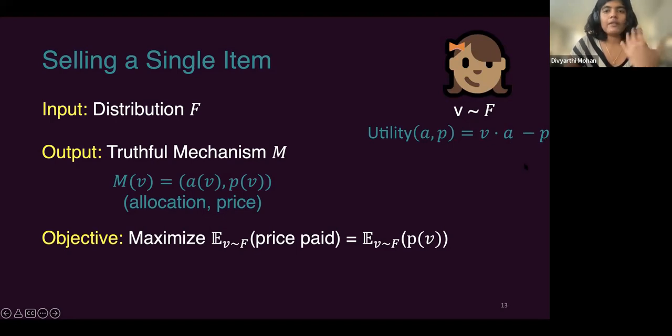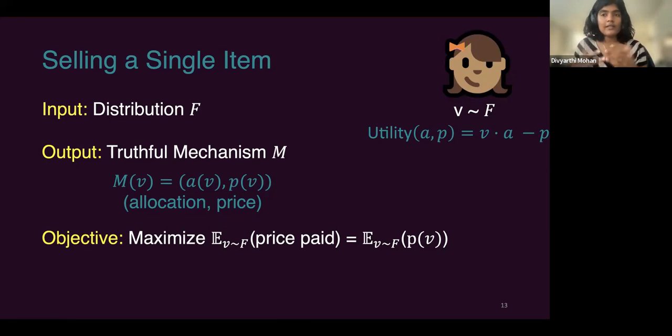And when we say a truthful mechanism, we mean that the buyer's utility, or payoff, from reporting her true value V and getting the corresponding allocation and price is better than reporting any other value V prime. And our objective is to maximize revenue, that is the expected price paid by the buyer.